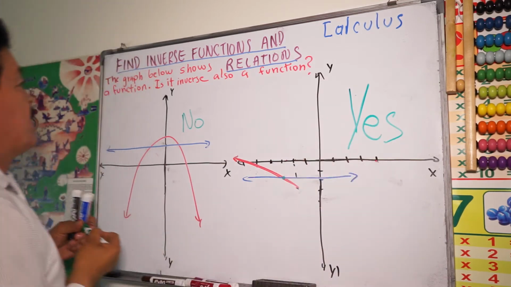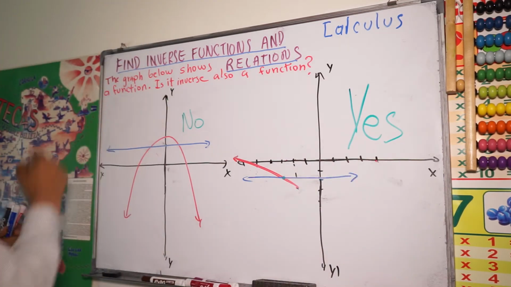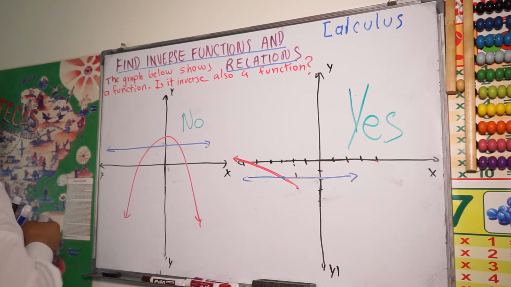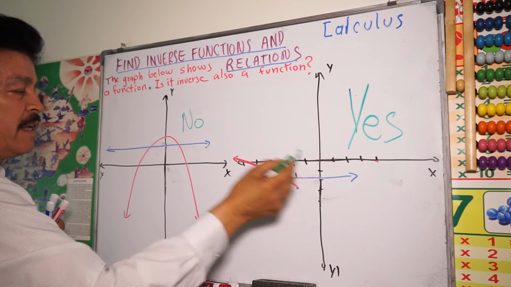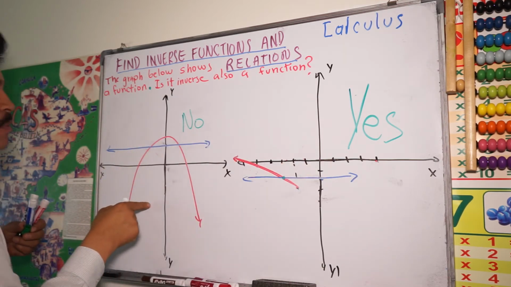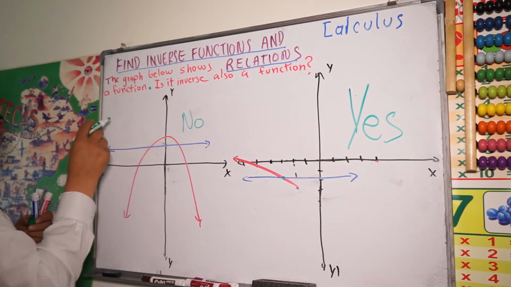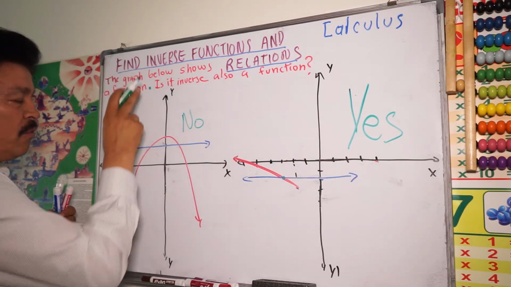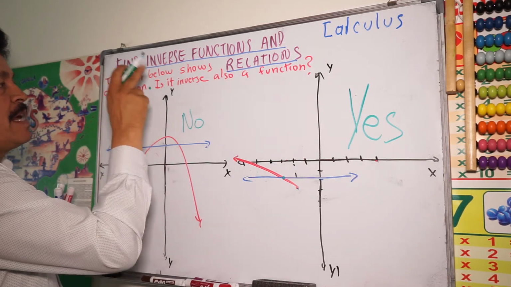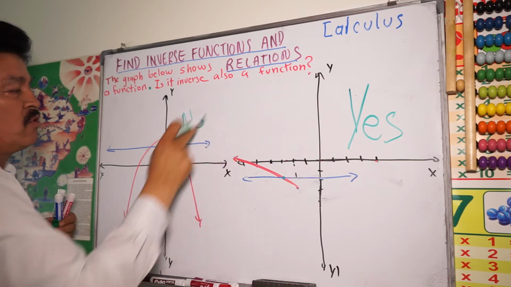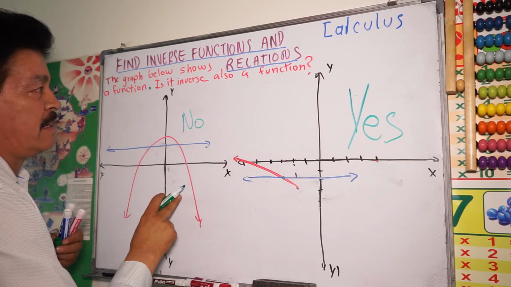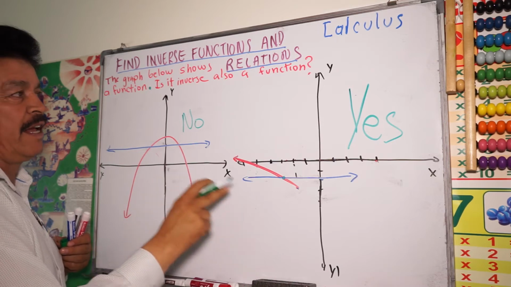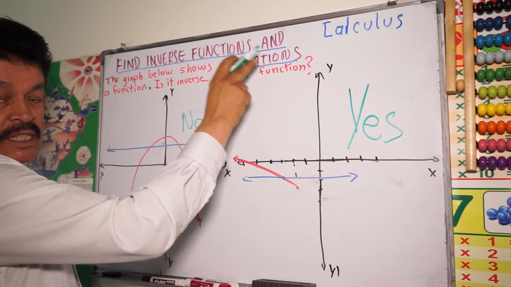Yes. The graph below shows a function. Its inverse is also a function. Yes, it is a function. The inverse also is a function. Okay. Here in this graph, for example, the graph below shows a function. Its inverse is also a function. Here, this first graph. No, it is not. Its inverse is not a function. Okay, it's a relation.